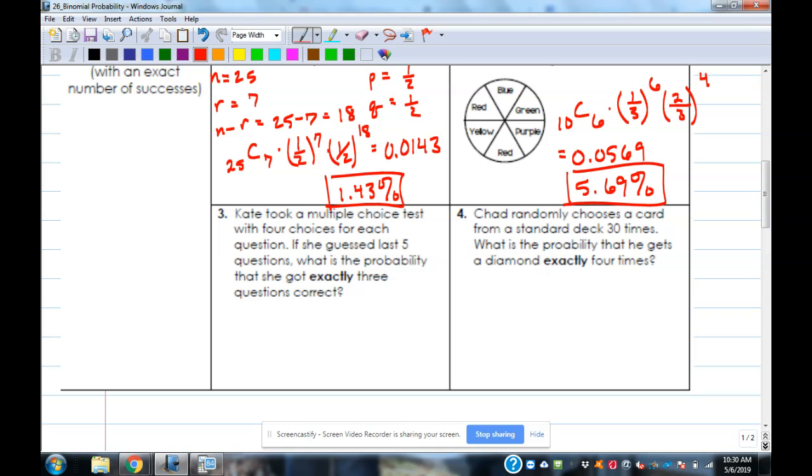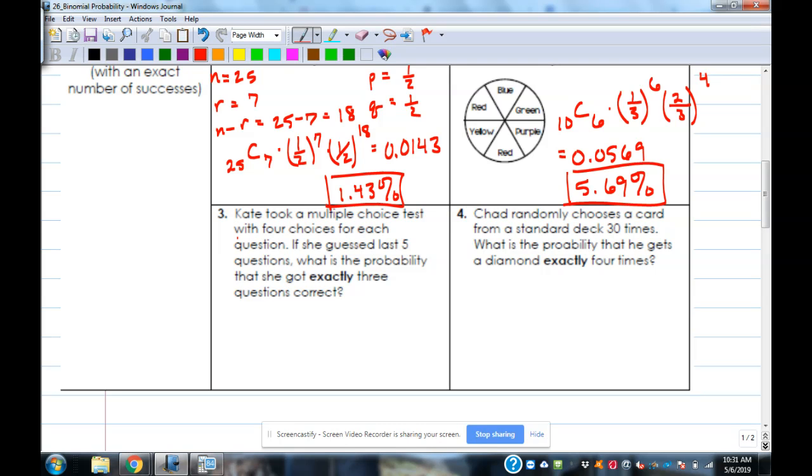Number 3. I like this one because it relates to you guys and what some of you do on tests. She took a multiple choice test with 4 choices for each question. She guessed at the last 5. Okay. What's the probability she got exactly 3 questions correct? Okay, so what's n? How many trials are there? 5, because that's how many she guessed on. She guessed on 5 of them. So we know n is 5.